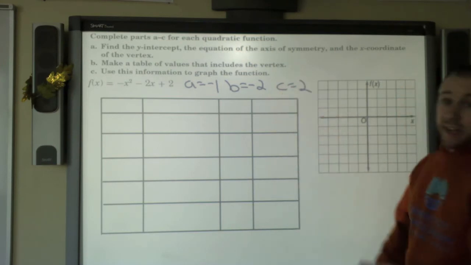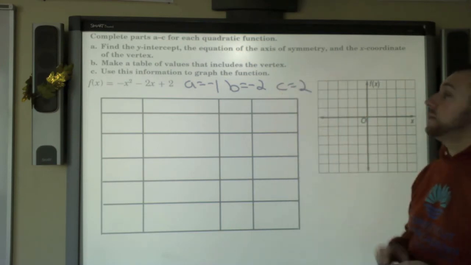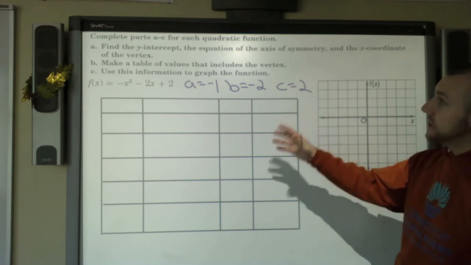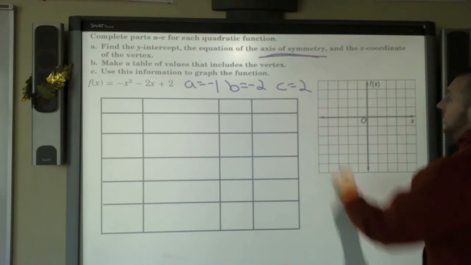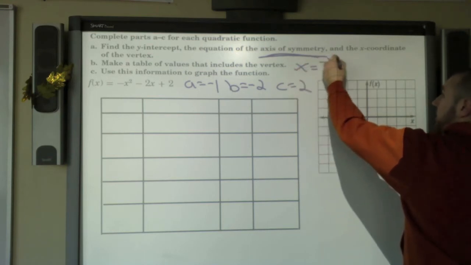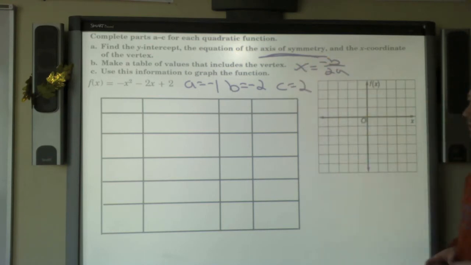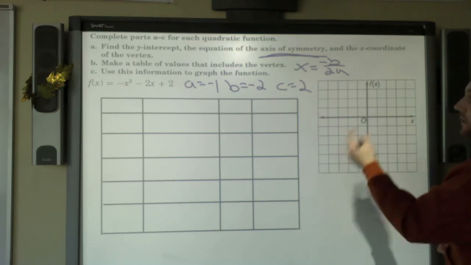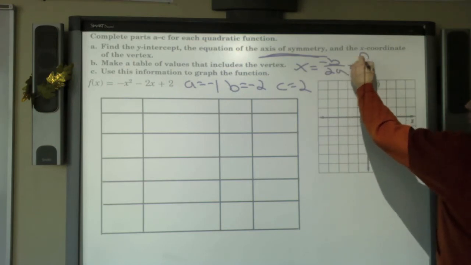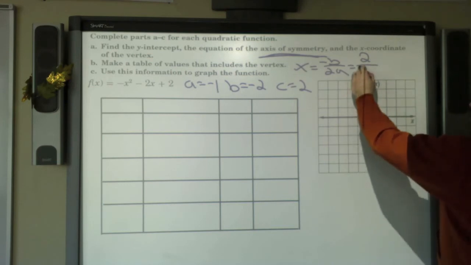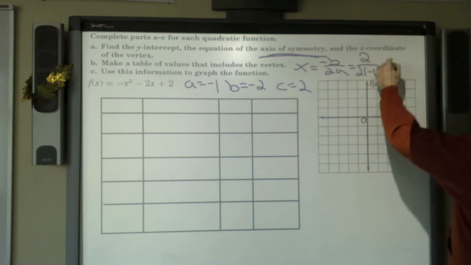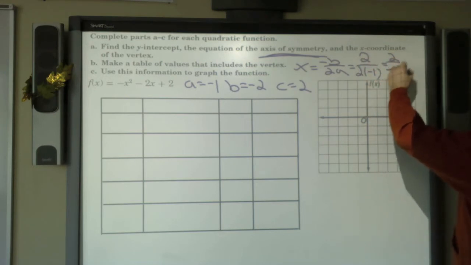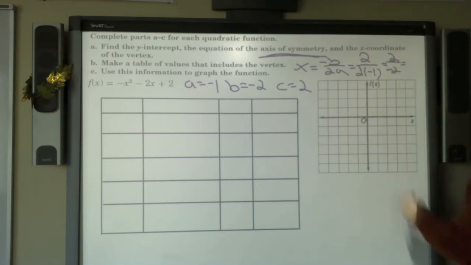So my axis of symmetry, that's my first step, is x equals the opposite of b over 2a. In this case, opposite of b, so 2 over 2 times negative 1. 2 times negative 1 is negative 2. 2 over negative 2 is 1. That is my axis of symmetry. Oh, sorry, negative 1. That's my axis of symmetry.